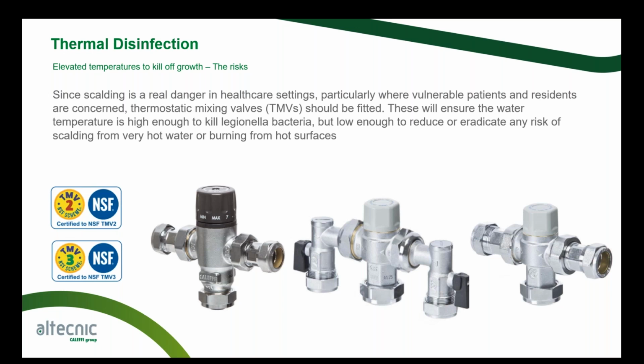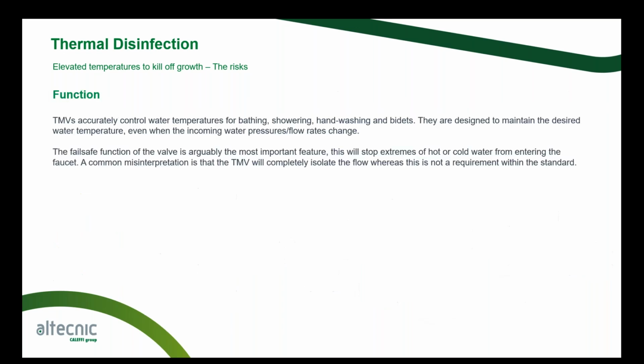So we're looking at different schemes. You may very well have heard TMV2, TMV3. TMV2 is very much a domestic-based approval, looking at homeowners, etc. Whereas TMV3 is based on the healthcare scheme for the NHS. So function: TMVs accurately control water temperatures for bathing, showering, hand washing and bidets, and they are designed to maintain the desired water temperature even when incoming water pressures fluctuate or flow rates change.